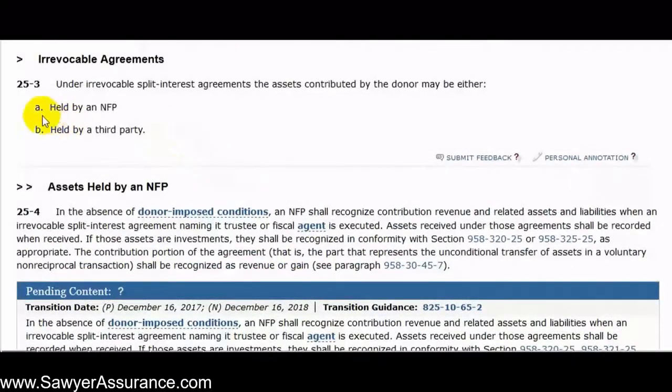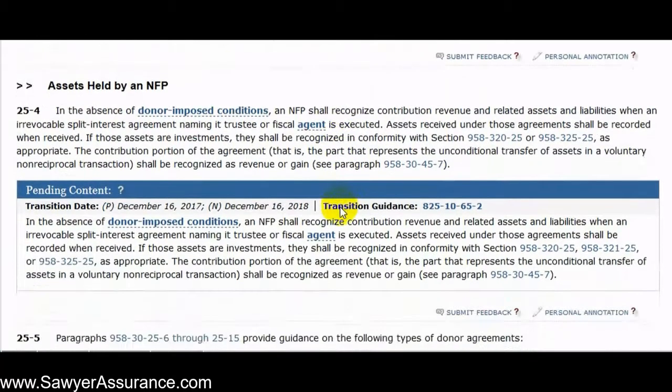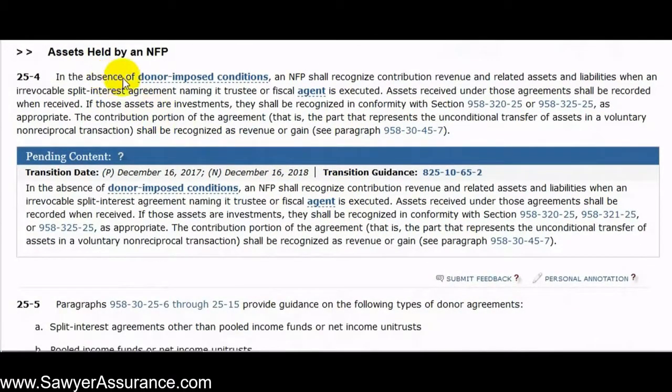So in this video, we'll specifically discuss recognition when the assets pursuant to that agreement are held by the not-for-profit entity. It says here that in absence of donor-imposed conditions, the not-for-profit should recognize contribution revenue and the related assets and liabilities when it is named the trustee or fiscal agent in an irrevocable split interest agreement. And that should be recorded when the assets are received. As we saw in the prior video, if those assets are investments, they should be recognized in accordance with subtopic 320, which we'll get to in a later video.